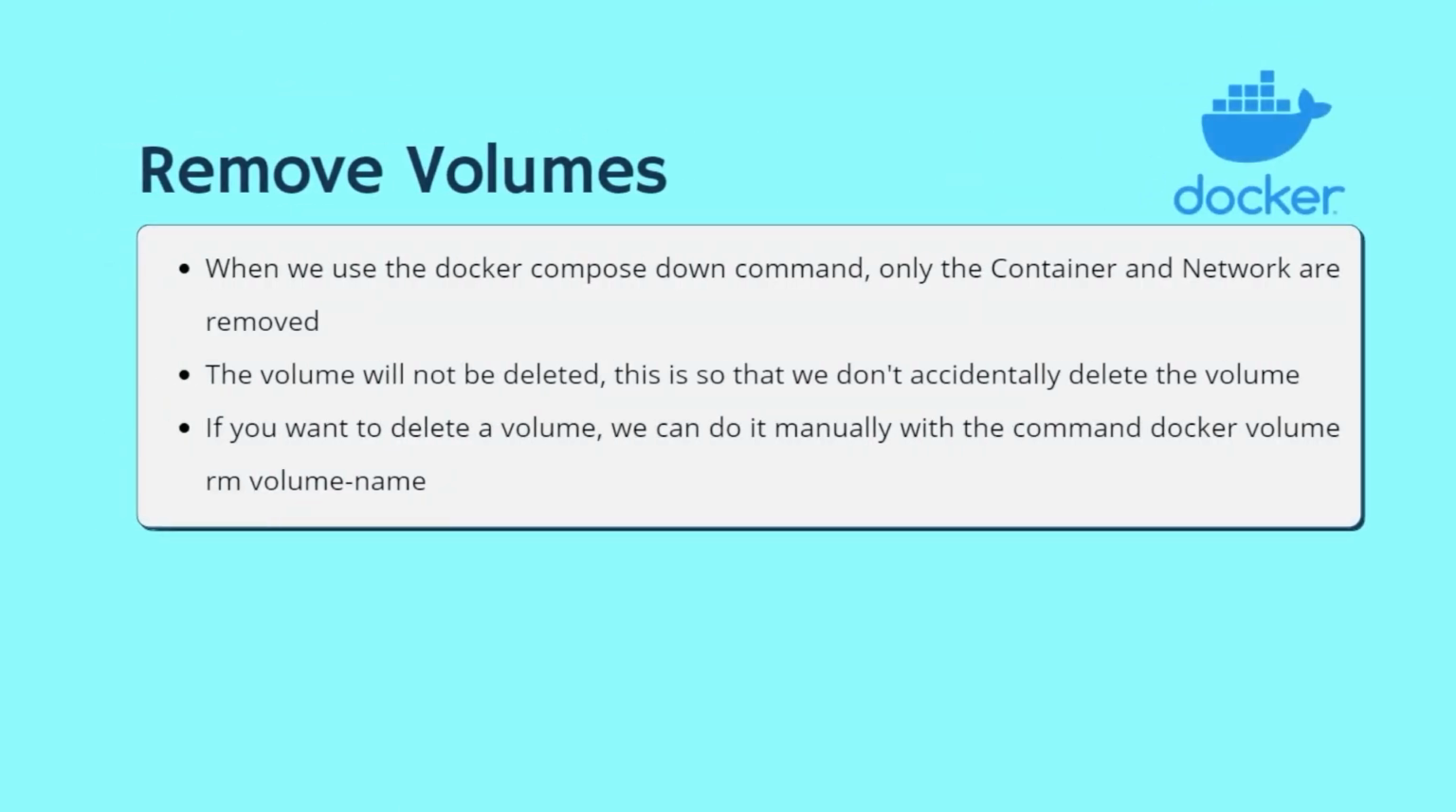Remove volumes. When we use the docker compose down command, only the container and network are removed. The volume will not be deleted. This is so that we don't accidentally delete the volume. If you want to delete a volume, we can do it manually with the command docker volume rm volume-name.